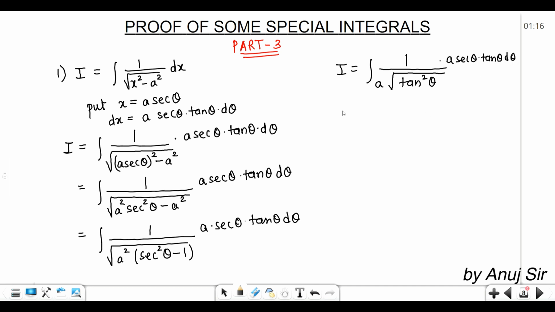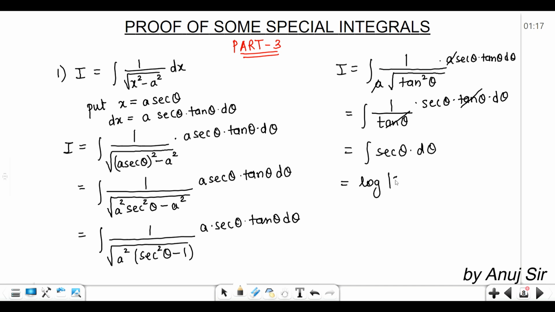So the a and a will get cancelled. Now we are left with the integration of 1 upon tan square, that gives you tan, and in the numerator you are left with sec and tan. Again tan and tan will get cancelled. You are left with the integration of sec theta. We have the formula for the integration of sec theta, that is log of mod sec theta plus tan theta plus c, the integral constant.